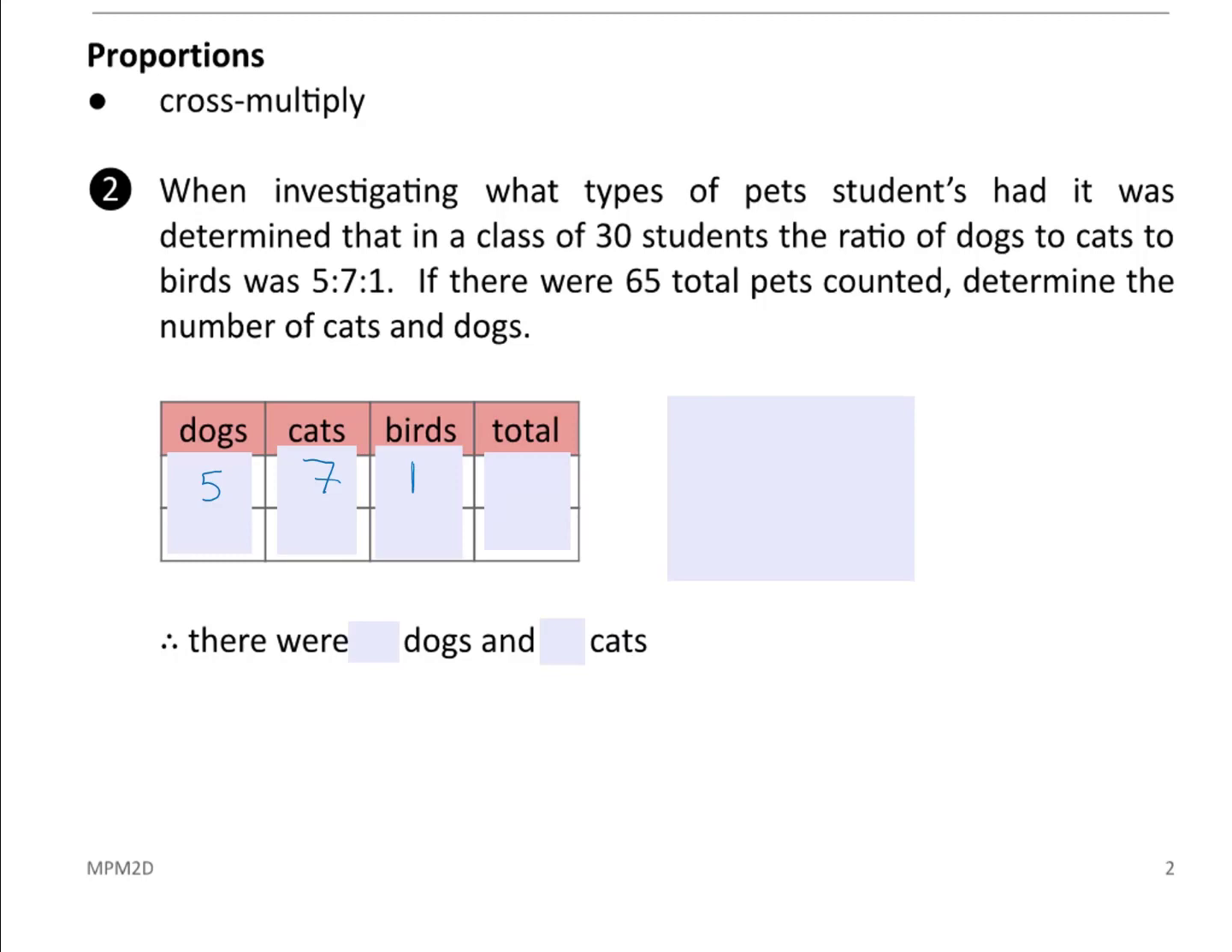However, the ratio doesn't add up to 65. If you actually add 5 plus 7 plus 1, you get 13. So 13 goes over here. Your actual total goes underneath. So now you're left with 4 different fractions, one representing dogs, cats, birds, and then 1 for totals.